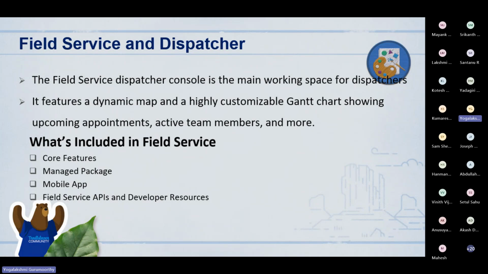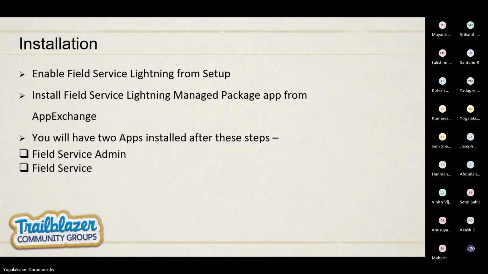Then field service and dispatcher. As I already said, the dispatcher console is the main working space for the dispatcher, and it has a Gantt chart and map view to easily track resource availability. The technicians will directly update the status in the Gantt chart itself. And what's included in field service? Core features, managed package, mobile app, field service APIs, and developer resources. We can also use some triggers or whatever based on our business requirements.